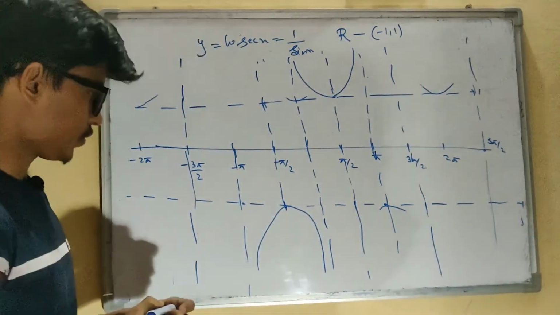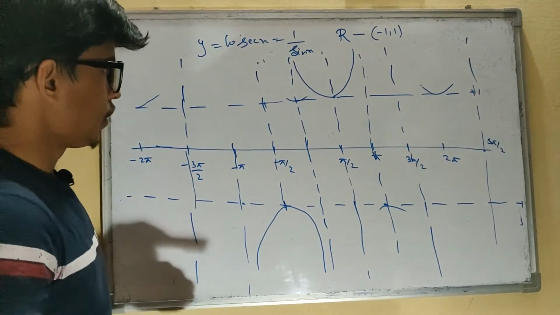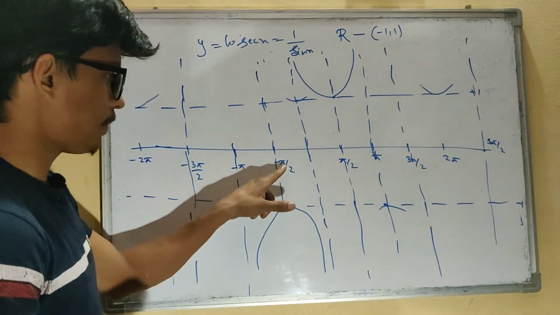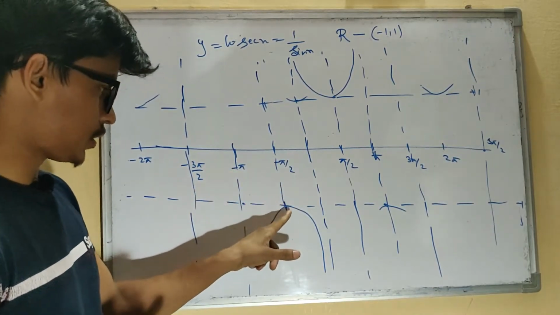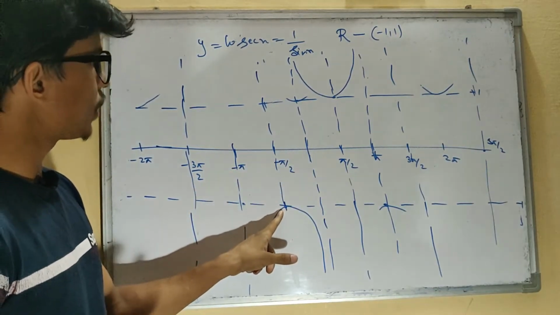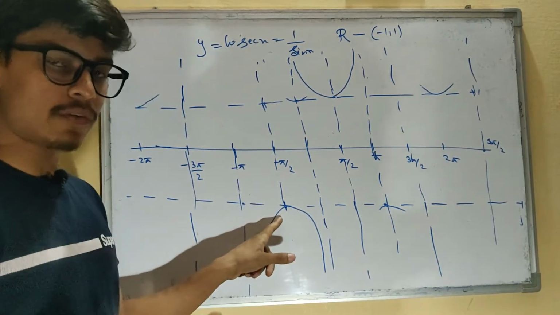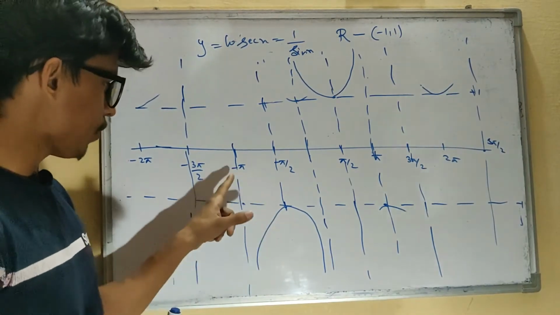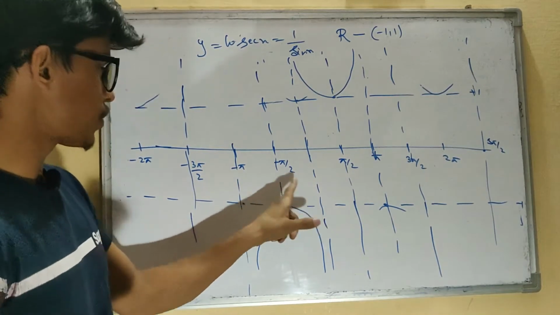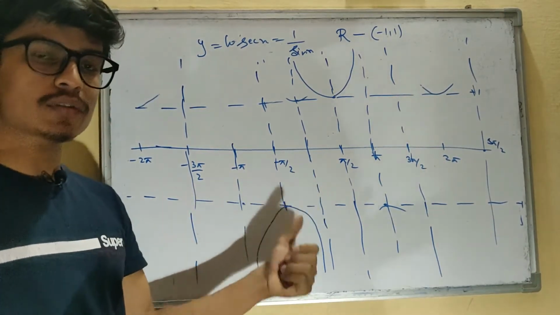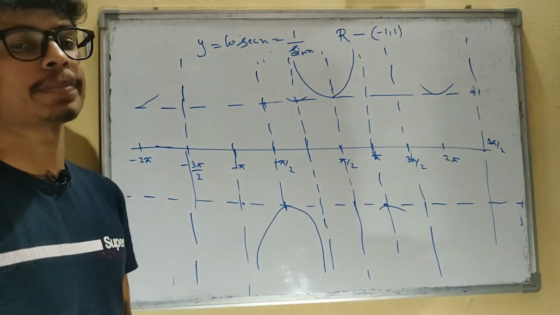Okay, so the graph is like this. At minus pi by 2 the value is going to be minus 1. That's why it is minus 1. At 0, if you look on the graph of sin x, you will see that from minus pi to 0, the value of sin x is negative.